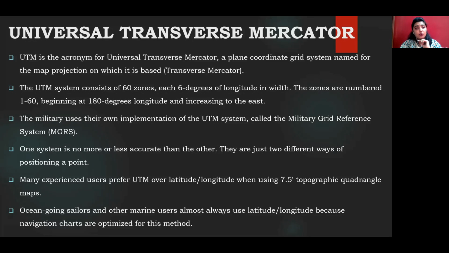It has 60 zones. The earth is converted into 60 zones. Each zone is 6 degrees of longitude in width. The zones are numbered from 1 to 60, beginning at 180 degrees longitude and increasing towards the east. The military uses this UTM, and they have their own implementation of the UTM system, which they call the Military Grid Reference System, which is MGRS.